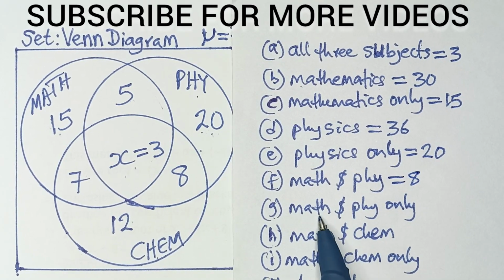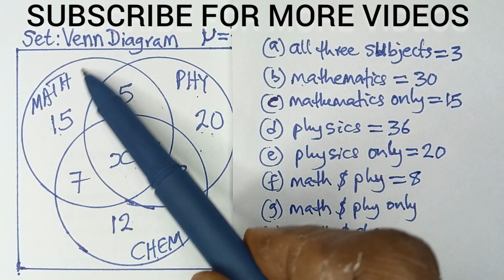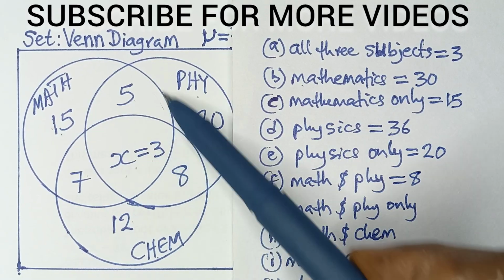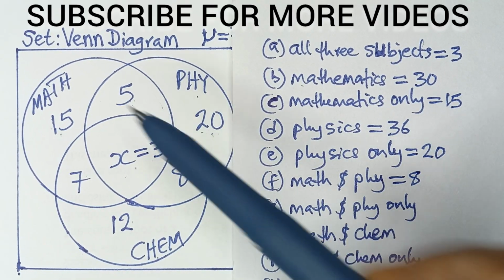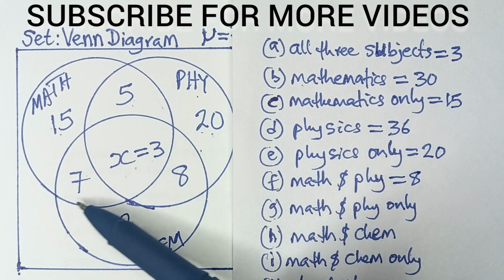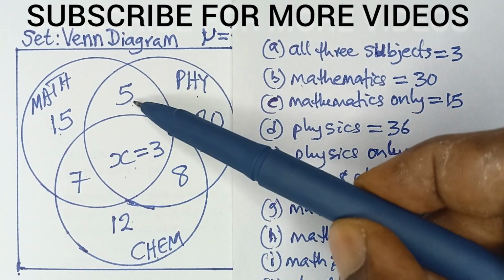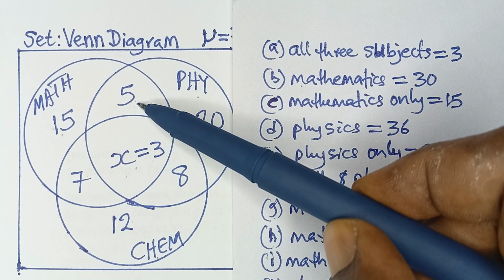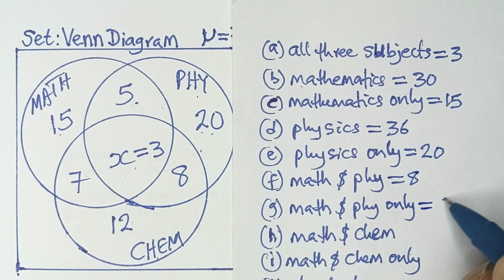And then those that offered mathematics and physics only. Now, if you check, this is the circle for mathematics, this is the circle for physics, and this is where they intersect. But the portion where they intersect only is this 5, because including this, there's also the circle for chemistry here. So the portion where math and physics intersect only is just this 5. So the number of students that offered math and physics only will be equal to 5 as the answer.